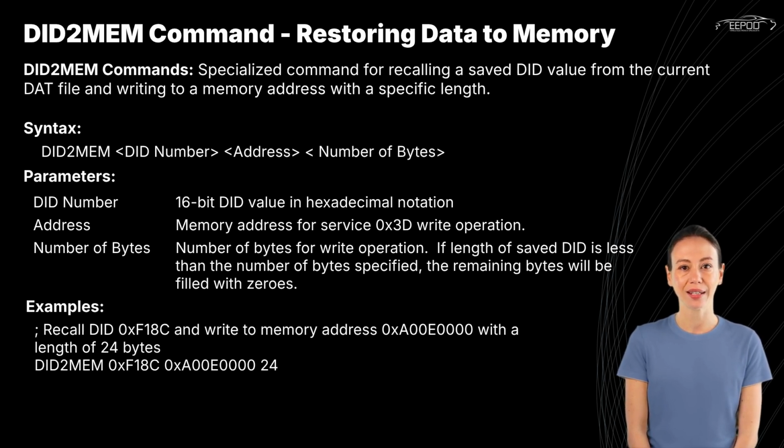Example: this means get the saved value of DID F18C from the .dat file. Write it into memory address 0xA00E0000. Fill 24 bytes total. If the DID is shorter, it fills the rest with zeros. Real-world tip: you'll usually get the memory address from the ECU documentation or from your team. This part's specific to the module. But once you know the address where the part number is stored, DID2MEM lets you restore it with one line, no rework needed.